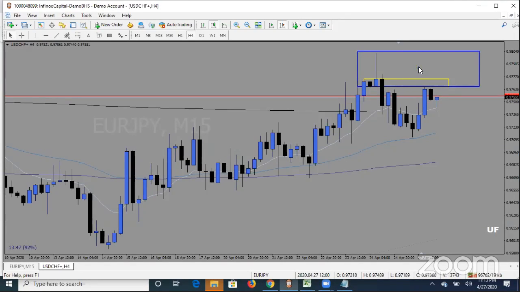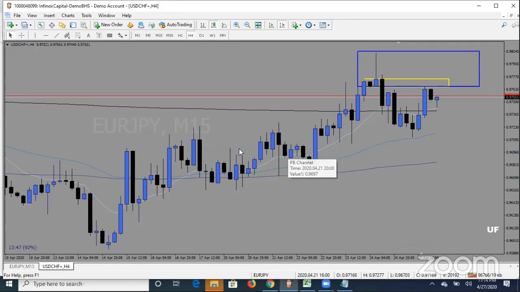We don't pull the trigger automatically. We'll wait for reasons to want to sell. And the reasons to want to sell is in the 15 minutes when we have an LSB or market structure break on the 15 minutes to want to go down.